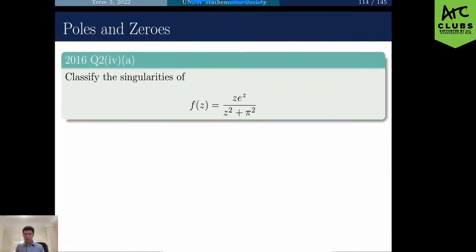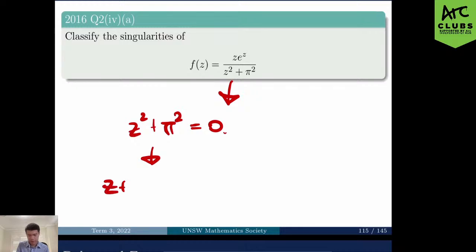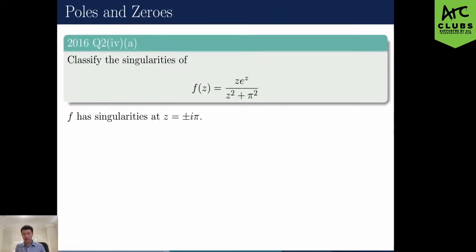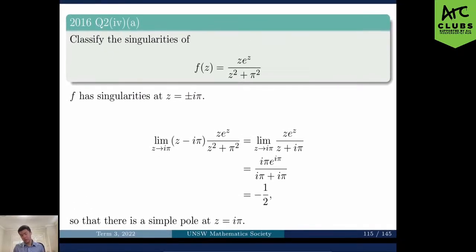Alrighty, so this question is looking at poles and zeros. So classify the singularities. So what you want to look at is where the function is not defined. In this case, it's where z squared plus pi squared is equal to 0. And if you factorize that, it'll be (z plus pi i)(z minus pi i) equals 0. So in other words, there are two singularities, minus pi i and pi i. And the way we check the nature of the pole is just by multiplying through.